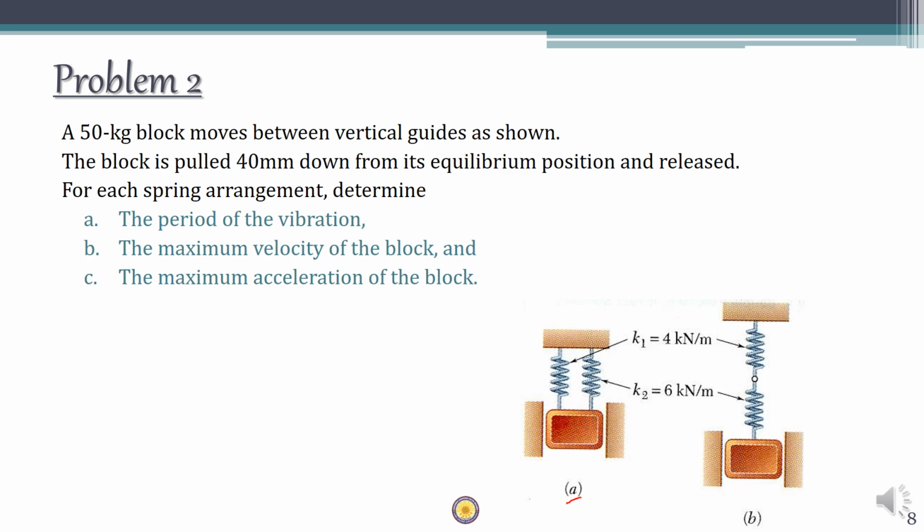So in the first arrangement the springs are connected in parallel, and in the second arrangement the springs are connected in series. The spring constant of each of the springs is given as 4 kN per meter and 6 kN per meter. The mass in both the cases is the same, which is 50 kg. The initial displacement of 40 millimeter is given to each of the masses, and then it is released, which means that r, or the amplitude, is going to be 40 millimeters. So 40 by 1000, which is 0.04 meters.